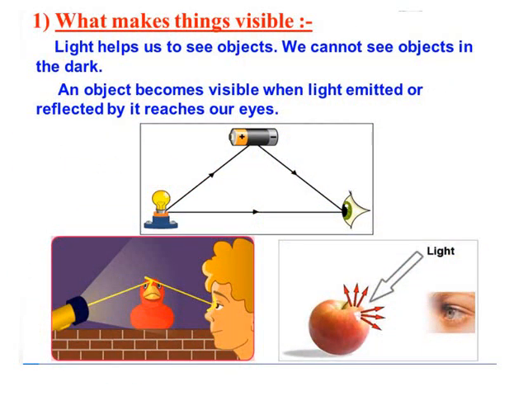Now let us see what makes things visible. We can see the world through our eyes or our sense of sight. However, we cannot see anything without light, that is in darkness. When light falls upon or is emitted by an object, our eyes detect the light and hence the object becomes visible to us. So in short, light enables us to see things, and in the absence of light, we will not see anything.